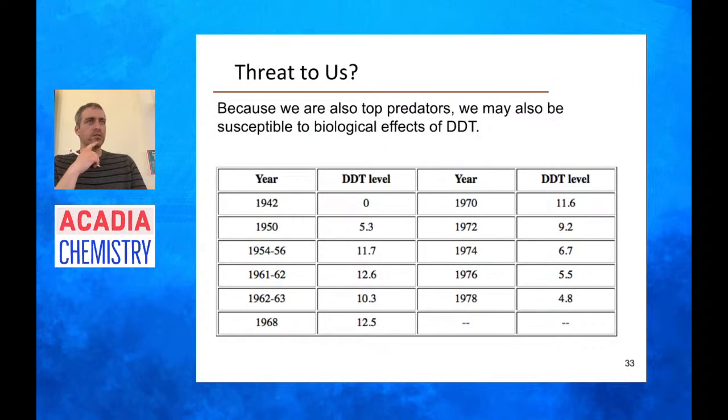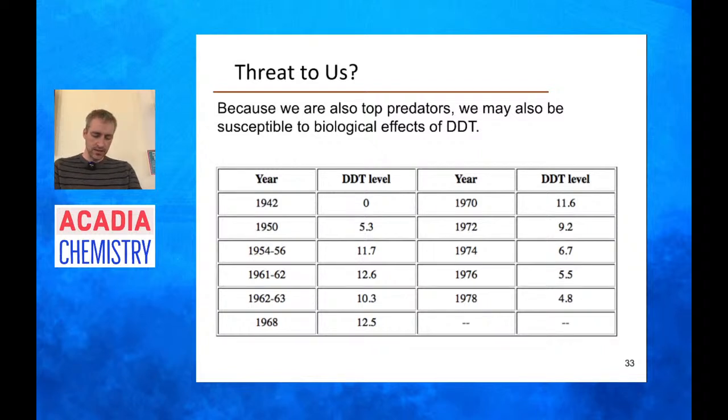We are top predators too. We eat fish, we eat bird eggs, we eat all kinds of things. And so for this reason, people were also concerned about the potential effects of DDT on us. And even though it's not acutely toxic, could it have chronic effects in human beings over long periods of time? So what they did is they collected blood samples of people in various years, found averages, and checked to see how much DDT we have in our blood.